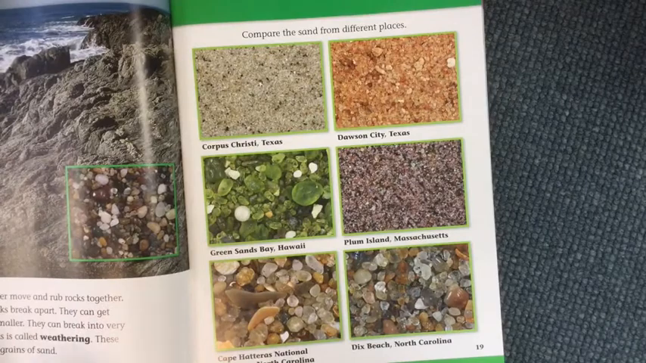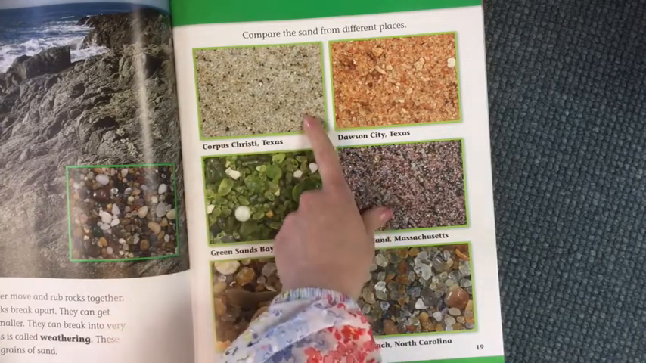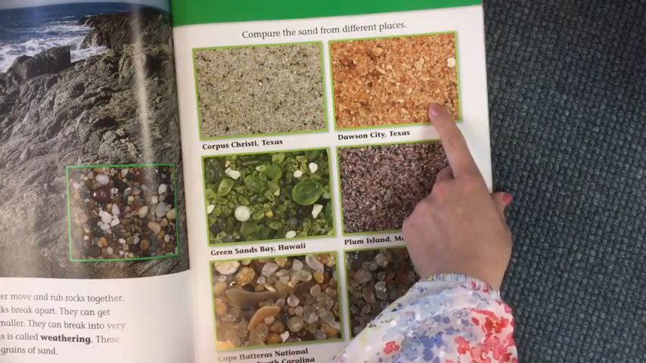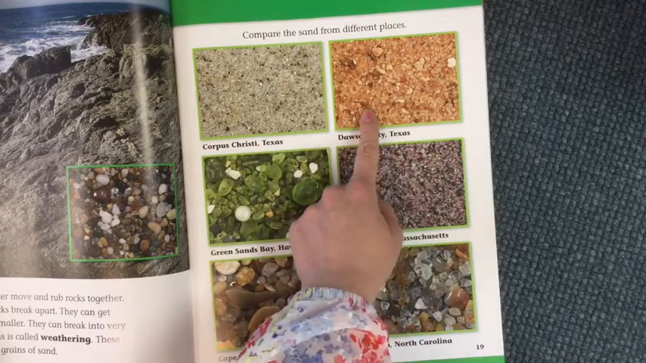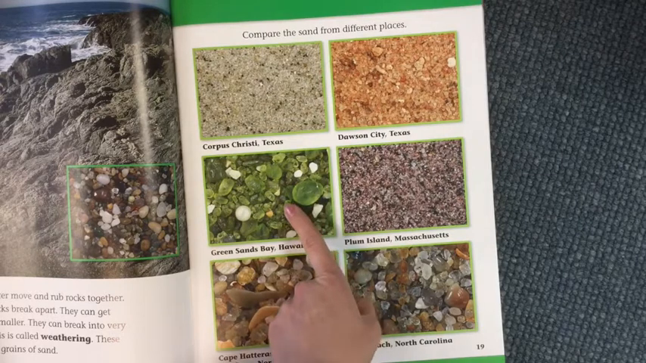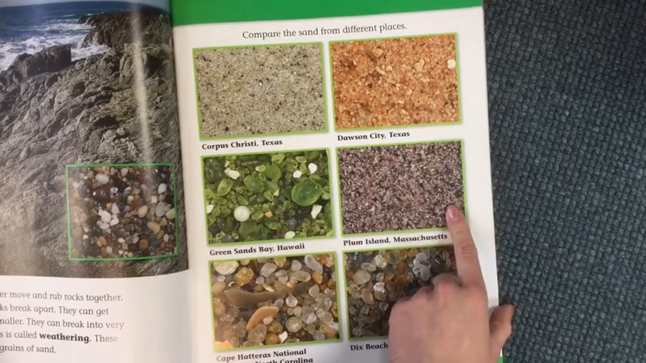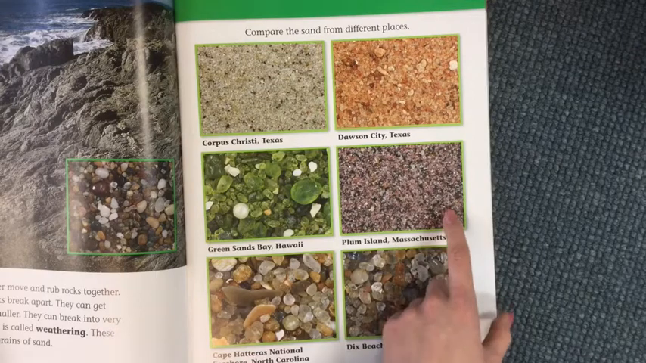Compare sand from different places. Corpus Christi, Texas. Dawson City, Texas. So these are both in Texas, but they look very different, don't they? Green Sands Bay, Hawaii. This sand is green. Plum Island, Massachusetts. Why do you think it's called Plum Island? Maybe because it has purple sand?